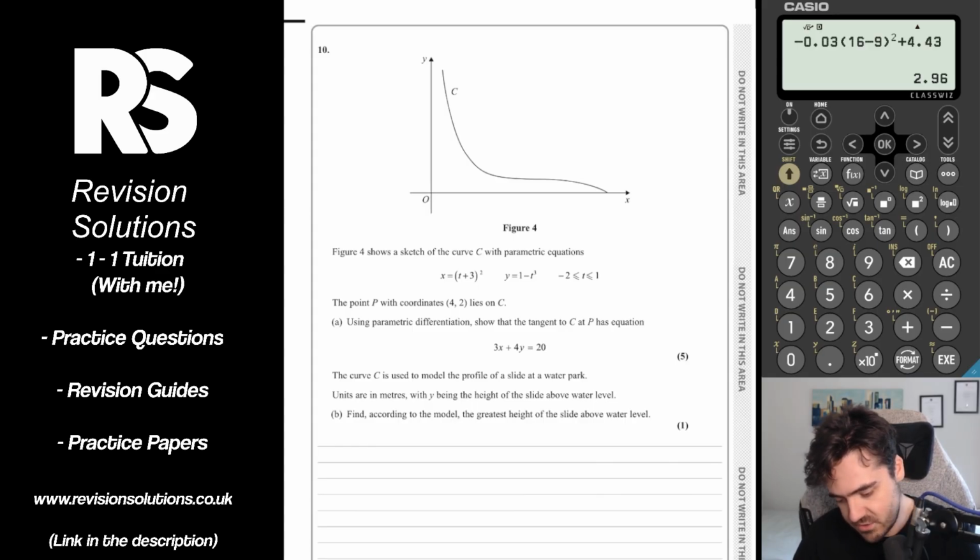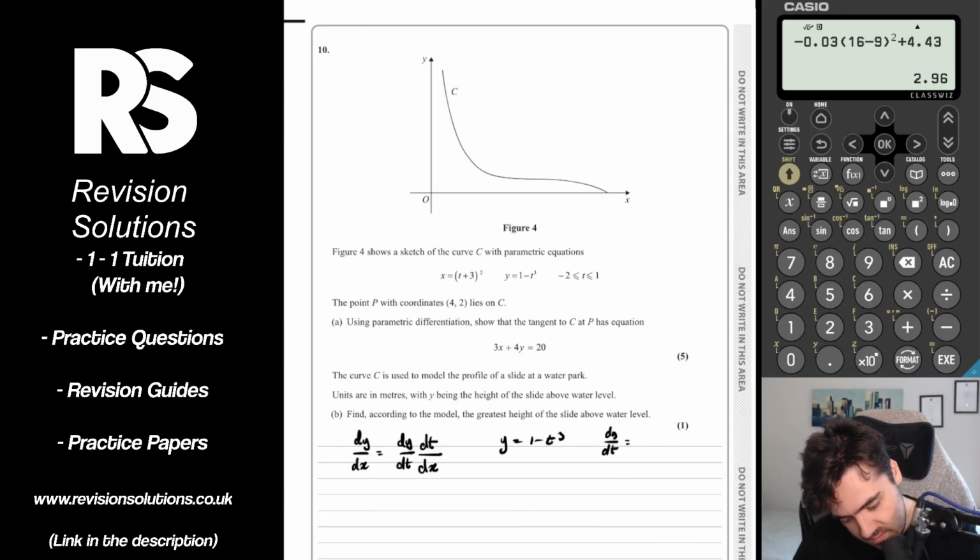Okay, so parametric differentiation, so we need to use the chain rule if we want to differentiate with respect to t. So let's just write that out first. So dy/dx is going to be dy/dt times dt/dx. Then finding those derivatives we need, first let's start with the y. So y is 1 minus t cubed, so dy/dt is going to be minus 3t squared.